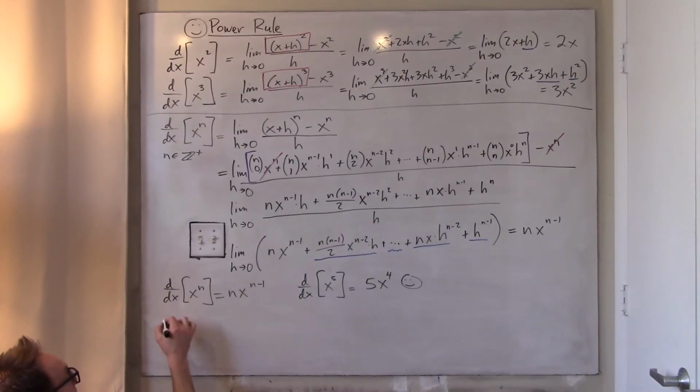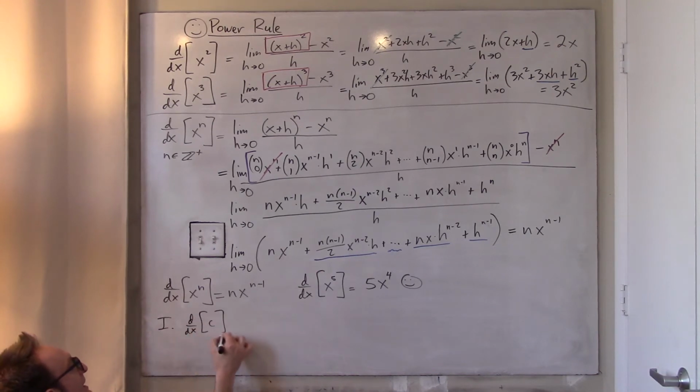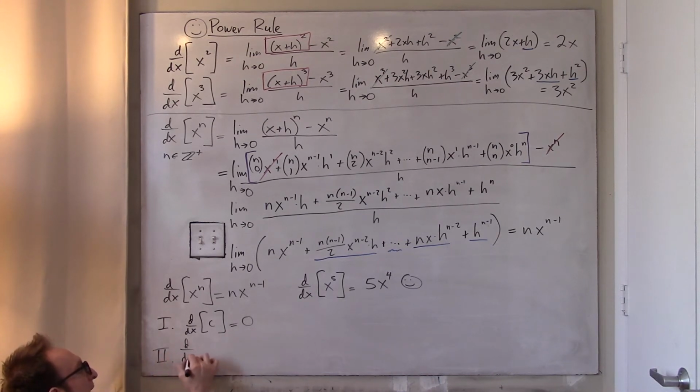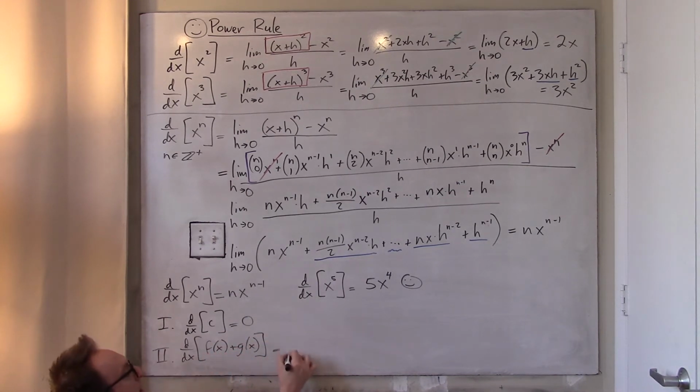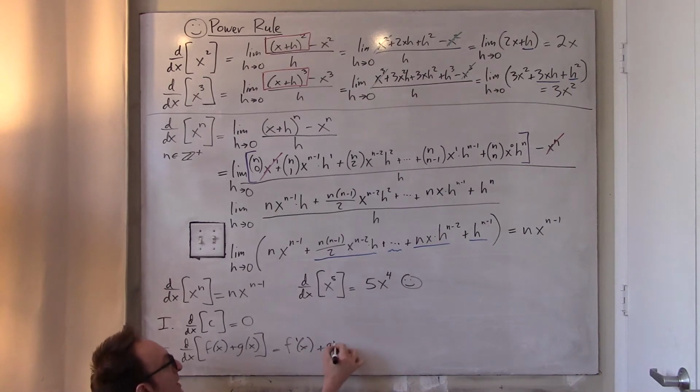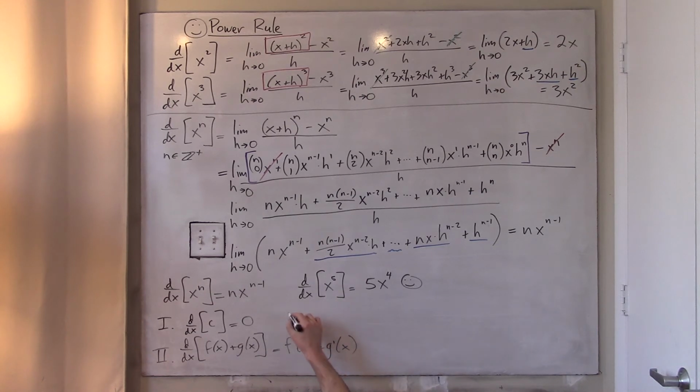What were those rules that we developed? There was a rule 1 that said that the derivative of a constant function was 0. There was a rule 2 that said that the derivative of the sum of two functions was the sum of the derivatives. There was a rule 3, which I barely discussed, that the derivative of a constant times a function is the constant times the derivative. And now there's this kind of rule 4, I guess, if you want to call it that.